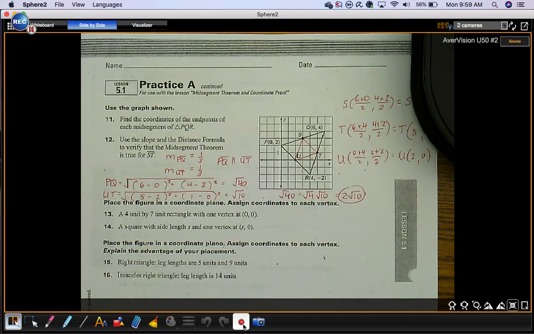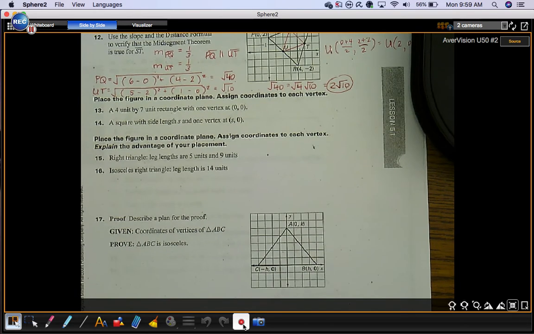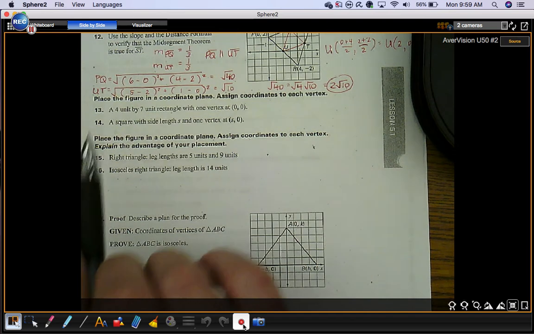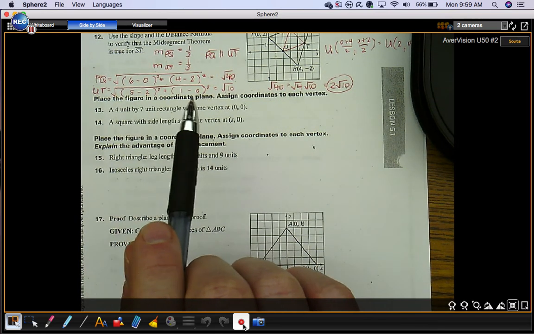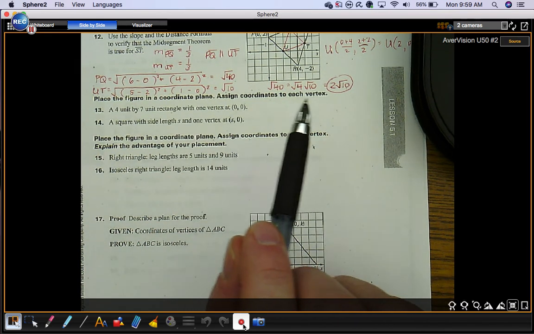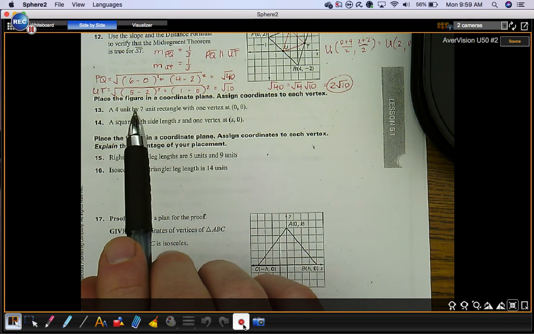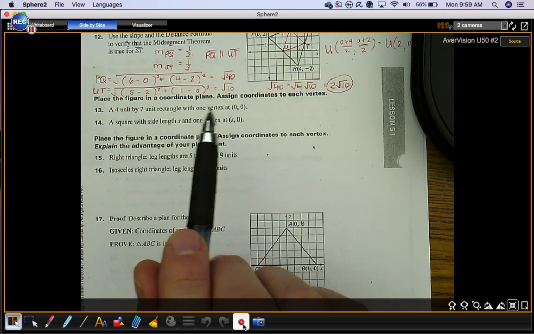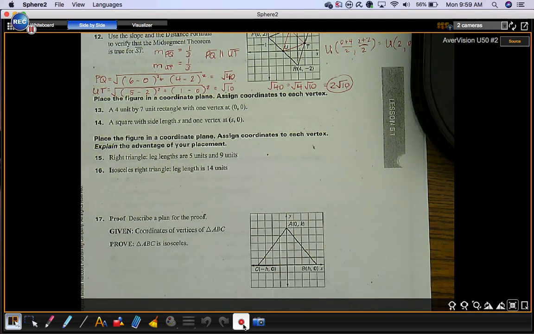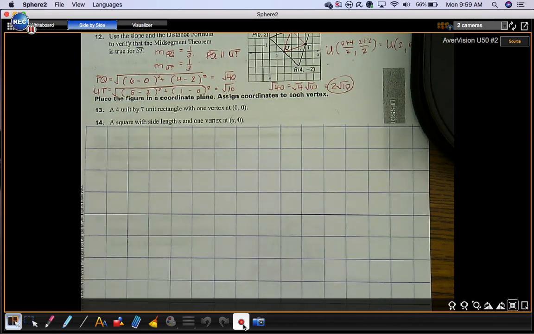This is section 5.1, practice A. We're going to look at numbers 13 through 17. We're going to place the figure in a coordinate plane, assign coordinates to each vertex. So you need a 4-unit by 7-unit rectangle with one vertex at the origin. So remember how we discussed this before.